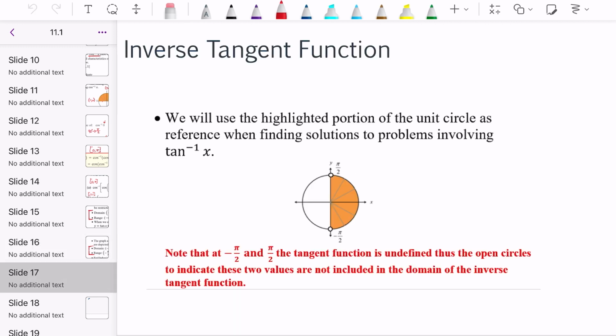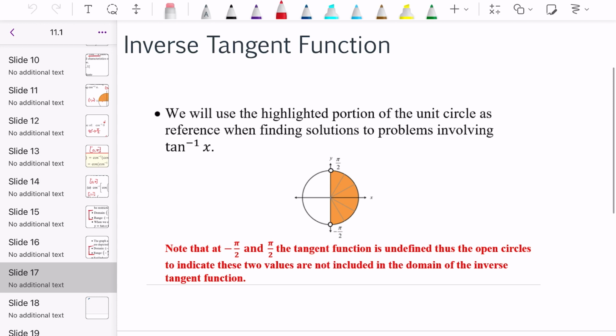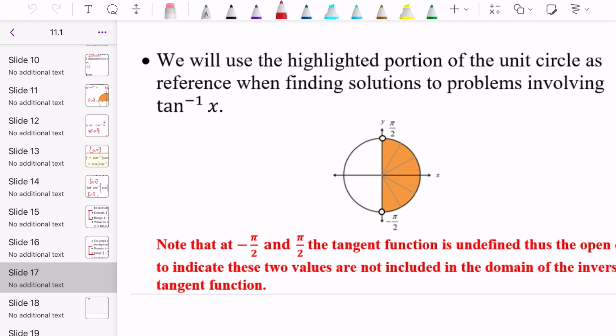Let's go ahead and take a look at slide 17. In this case, this trig function is very similar to that of sine. We will be looking at the right-hand side, but one key indicator that we are looking at tangent is that we have holes at both negative pi over 2 and positive pi over 2. Remember, we have asymptotes that run along that value, which means we cannot include it. That would be the main reason for there being a hole at the pi over 2 and negative pi over 2.